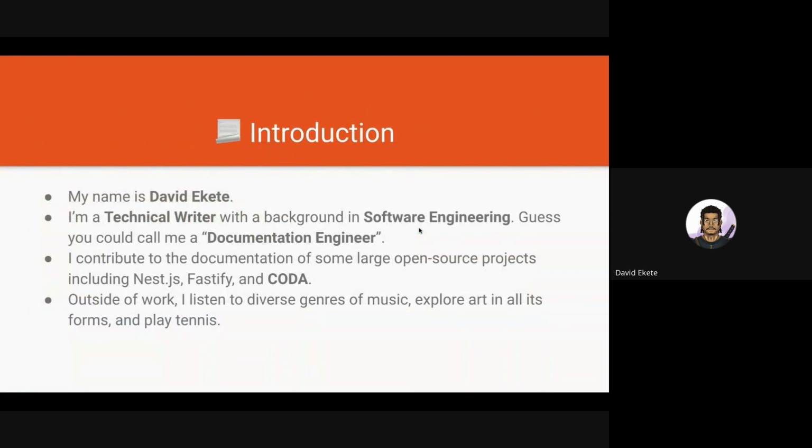Well, first of all, it's about me. My name is David Ekete, for those that don't know. I have a background in software engineering, so you could probably call me a documentation engineer. I contribute to documentation of large open source projects like Next.js, Fastify, and mostly Coda. After work, I listen to diverse genres of music, explore art in all forms, and play some tennis.